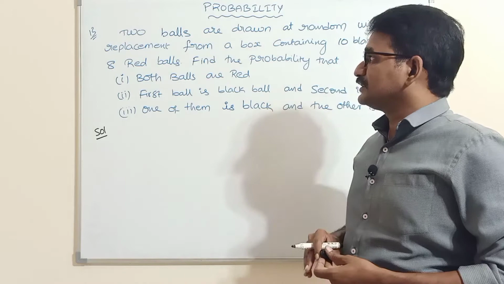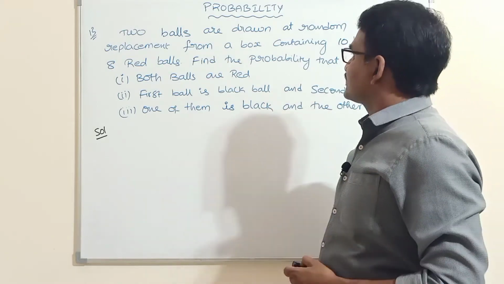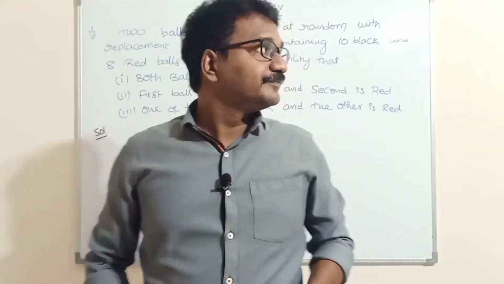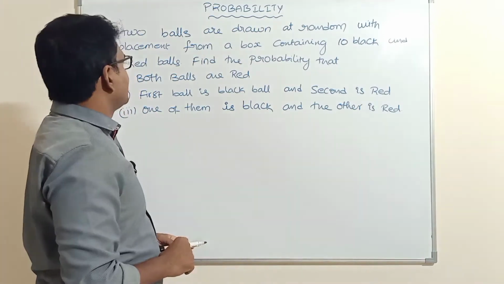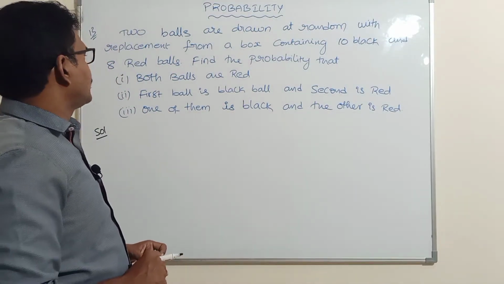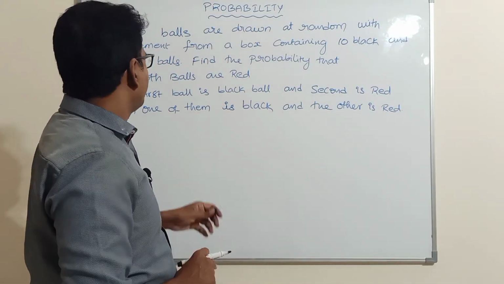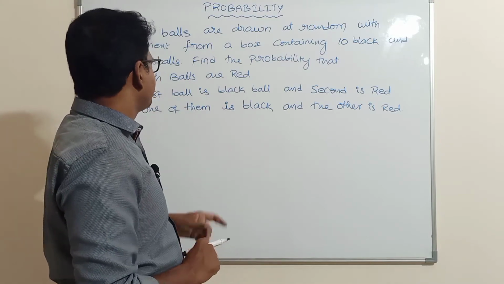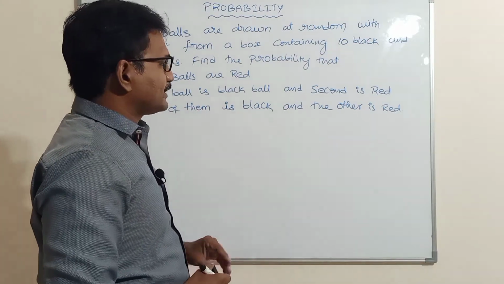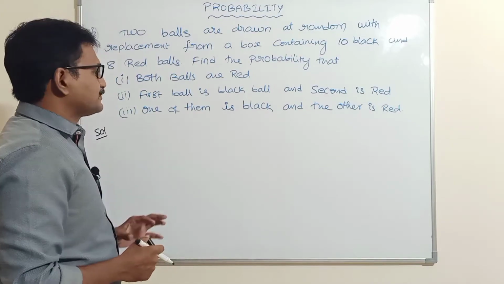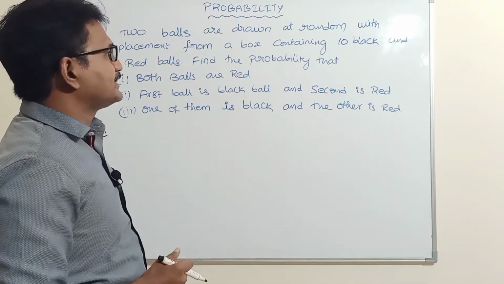13.2, 13th problem. Two balls are drawn at random with replacement from a box containing 10 black and 8 red balls. Find the probability that both balls are red. Second question: the first ball is black and the second ball is red. Third question: one of them is black and the other is red.